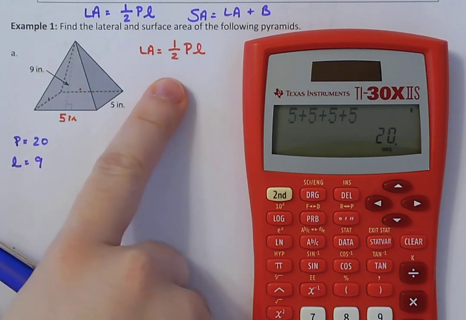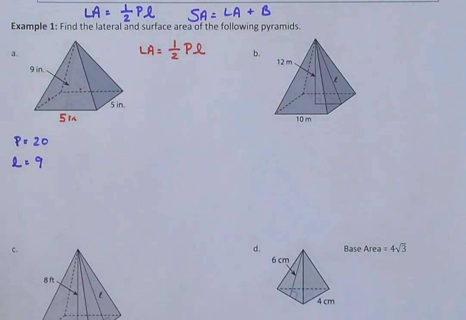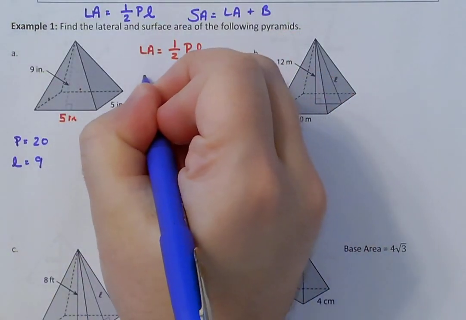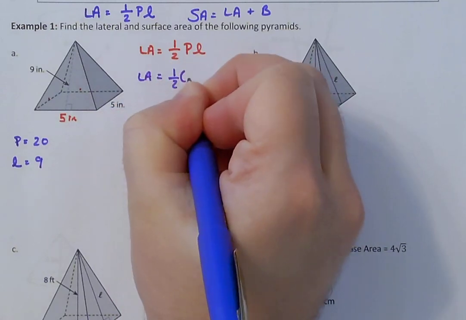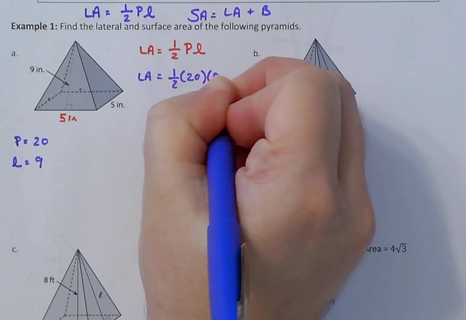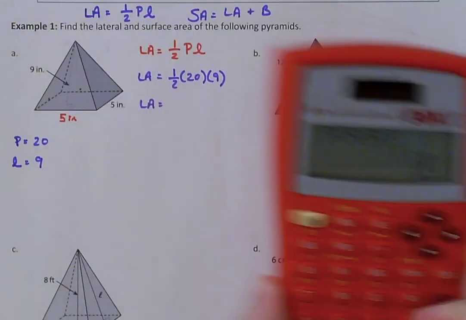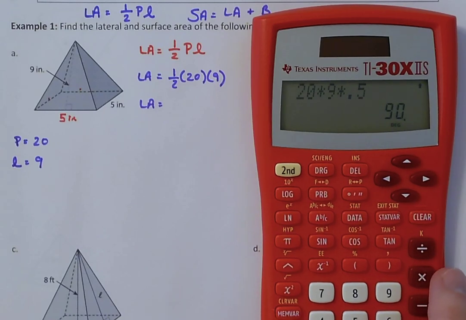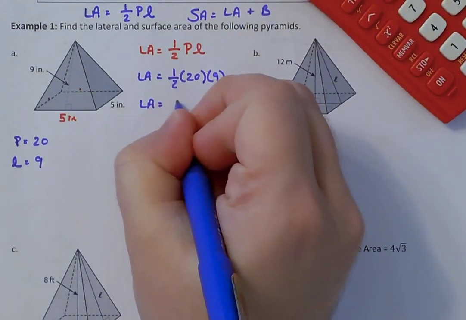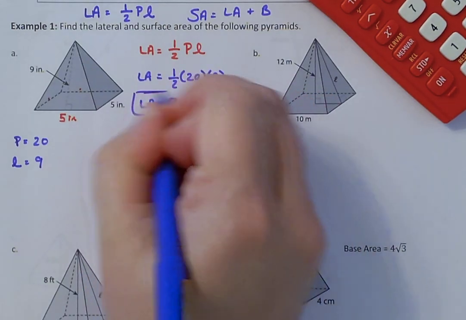So for lateral area, I have my P value and my L value, so we can plug everything in. Lateral area is equal to 1/2 times 20 times 9. We do 20 times 9 times 1/2, and we get 90. So 90 inches squared is the lateral area of this rectangular pyramid.